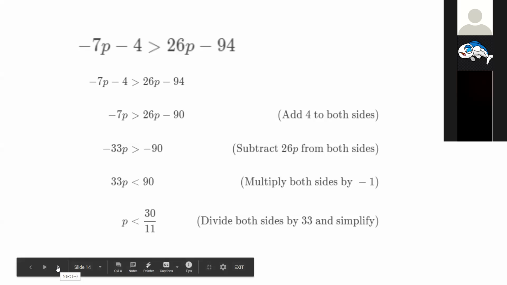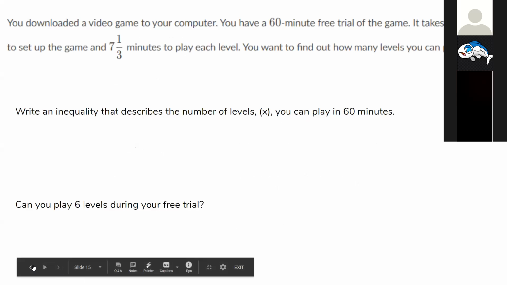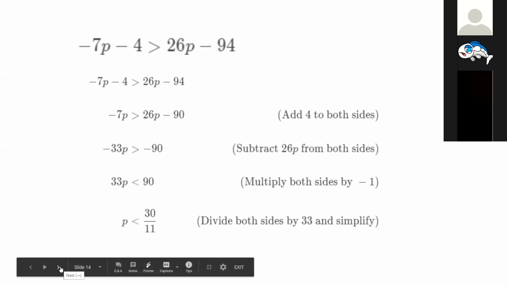Does everybody understand this? Yeah. I just added 7p though. Yeah, oh, that works too. That works. As long as you're moving it around and not changing the inequality, you'll get the right answer.